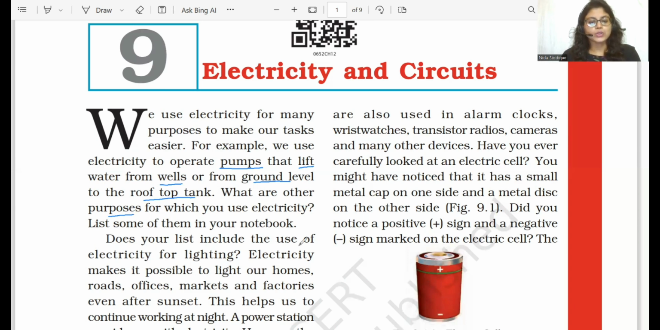So does your list include the use of electricity for lighting? Of course, yes. हम electricity use करते हैं ताकि हमारे घर में enough light रहे. Okay, so electricity makes it possible to light our homes, not only homes, but there is electricity which is being used to light our roads. Street lamp से हमारे road में enough light रहता है. It is used in offices, markets, schools, colleges, factories, and specifically जब sun डूब जाता है, after the sunset, the use of electricity is even more. So this helps us to work continuously even at night. I think the use of electricity has literally made our life easier.